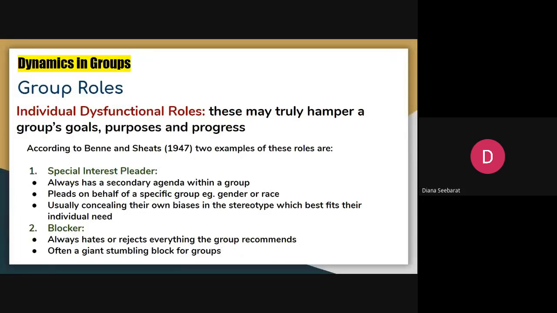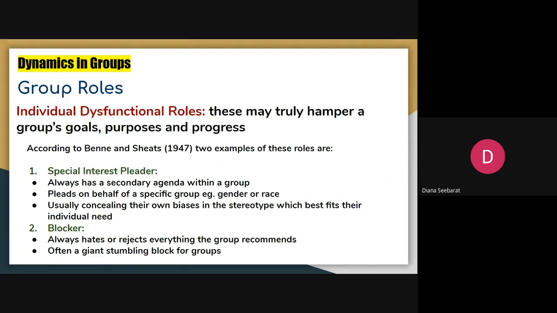So in the group roles, those past two were positive, but there's a negative role that can be played as well. Individual dysfunctional roles are those that may truly hamper a group's goals, purposes, and progress. According to Benne and Sheats 1947, two examples of these roles are, number one, special interest pleader.